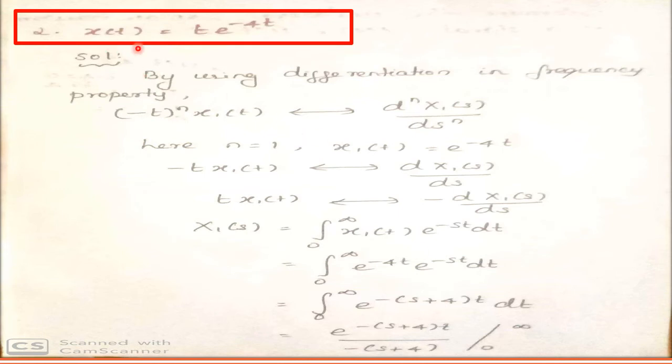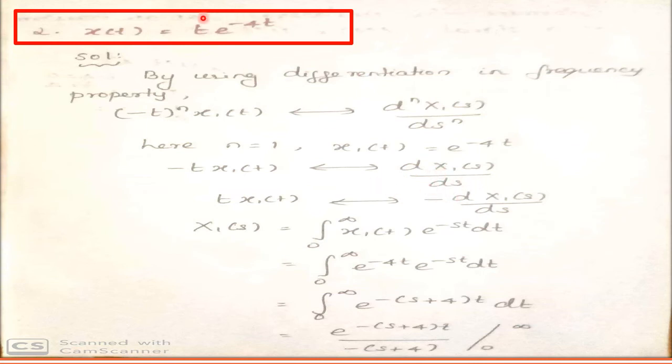Next problem, x of t equal to t into e power minus 4t. Here we are going to use the differentiation in frequency property. According to differentiation in frequency, the Laplace transform of minus t power n into x1 of t is d power n x1 of s divided by ds power n. In our problem, n is equal to 1 and x1 of t equal to e power minus 4t. So the Laplace transform of minus t into x1 of t is dx1 of s divided by ds.